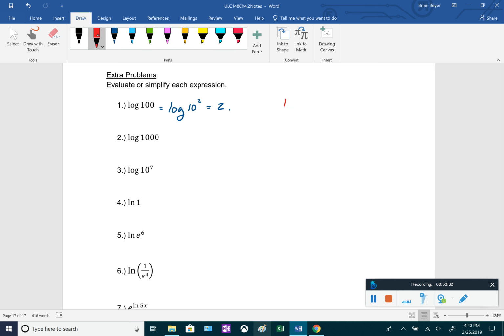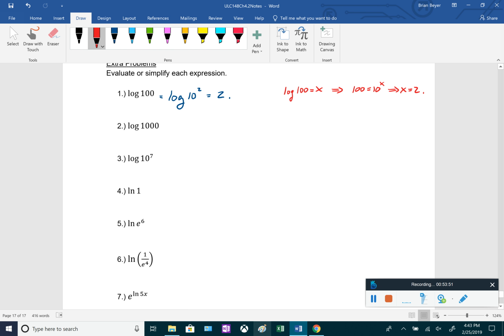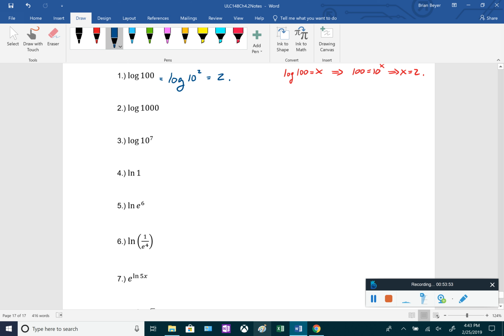So you could have also set it up like this if you wanted and said log of 100 equals x, which means 100 equals 10 to the x. So x has to equal 2. Takes a little bit longer though.